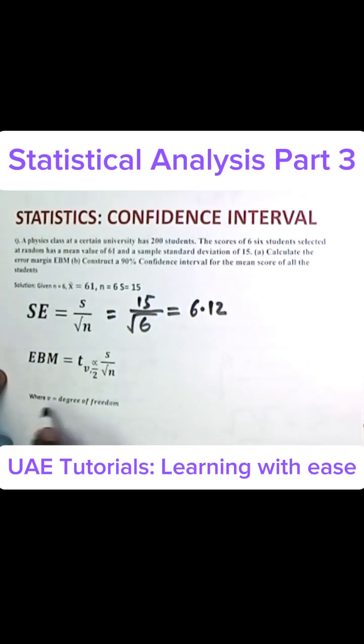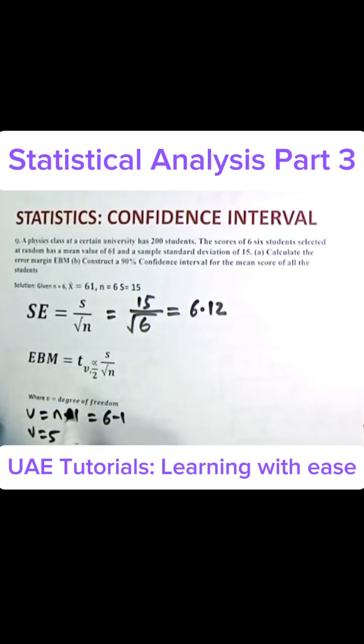And we're told that v is equal to the degree of freedom. And v is calculated as the sample size minus 1. So that's 6 minus 1. So our v is equal to 5. I hope we got that.